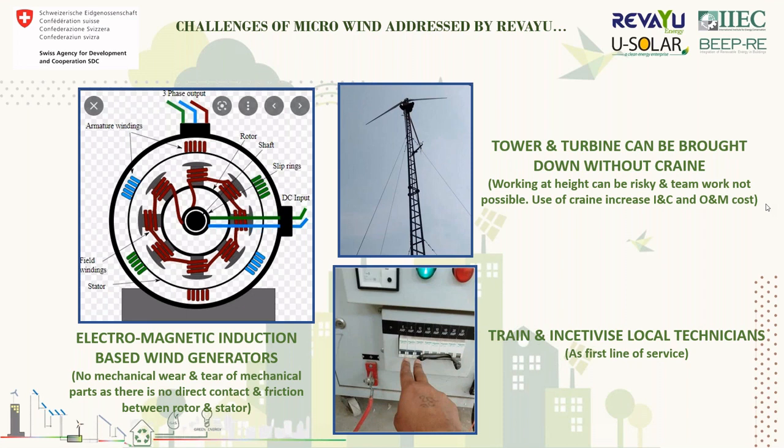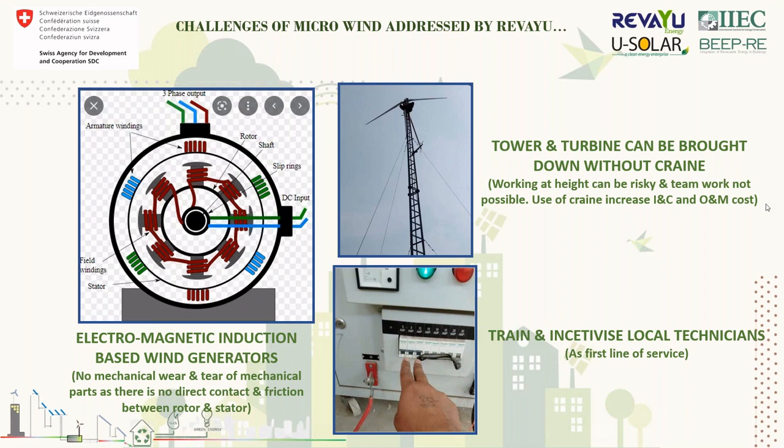Secondly, we make sure that our generators are lightweight and of a size that can be mounted on a tower, and such a tower can be brought to the ground level. In case of breakdowns, technicians, instead of going up and bringing down the turbine, or bringing a crane to the site and bringing down the turbine and then maintaining it, can do it manually. The tower can come down, technicians can work at ground level, and then again erect the turbine back on the tower.